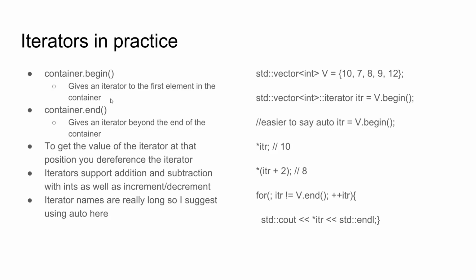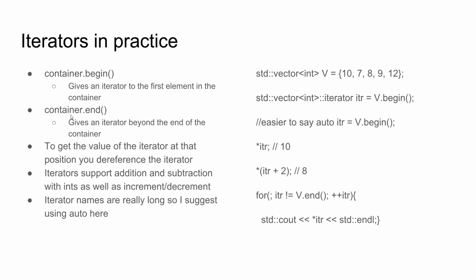So if you want to get an iterator over a container, which will allow you to go through it, you do container.begin. It will give you an iterator to the beginning. Container.end is the end of the container, and it's not actually the last thing. It's one thing after the last thing. So if you've reached end, you don't want to dereference it anymore.